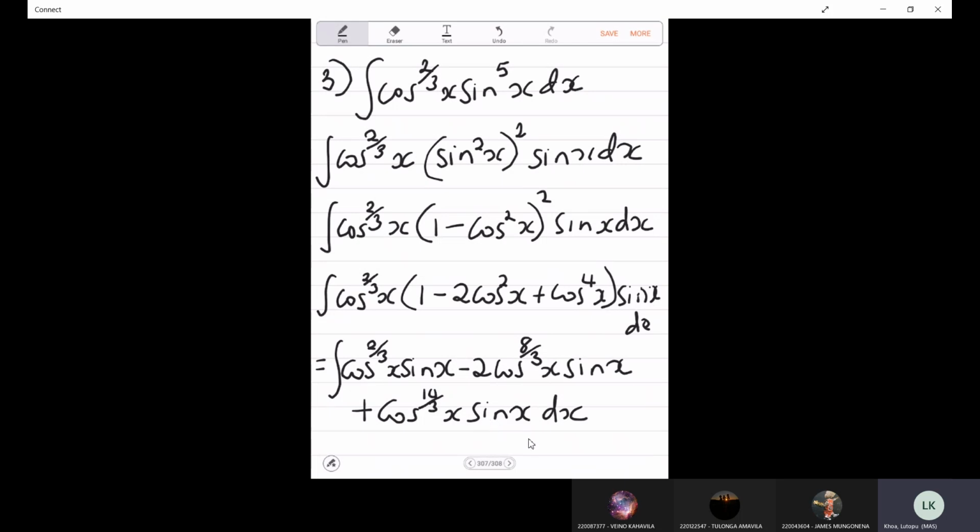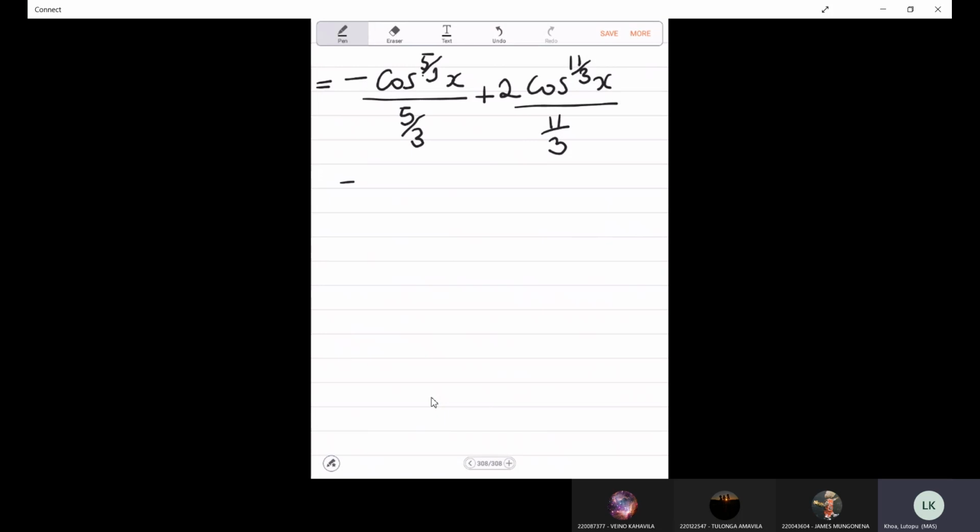And then the last term, this one will now become negative because the derivative of cos is negative sine, but here we have positive sine. So 14 over 3 plus 1 is 17 over 3. So we have negative cos to the power of 17 over 3 of x over 17 over 3, and then add your constant of integration.